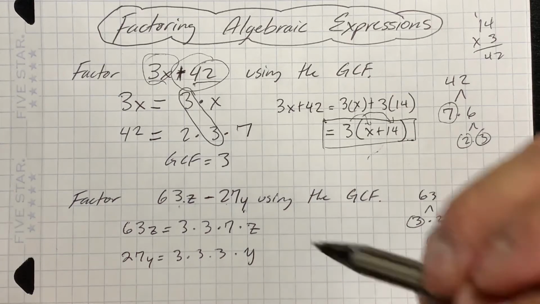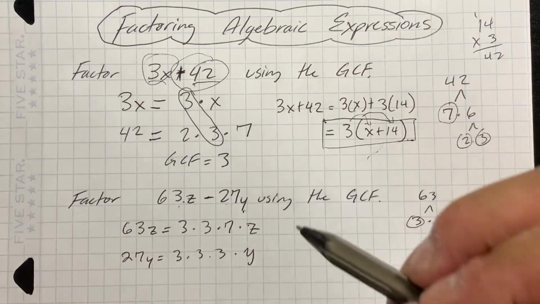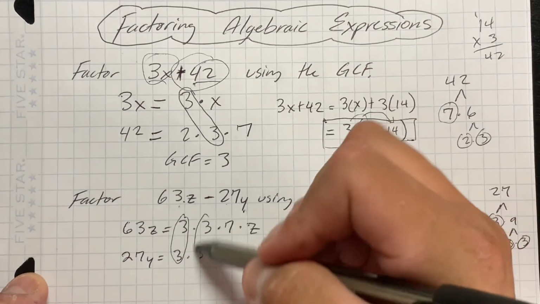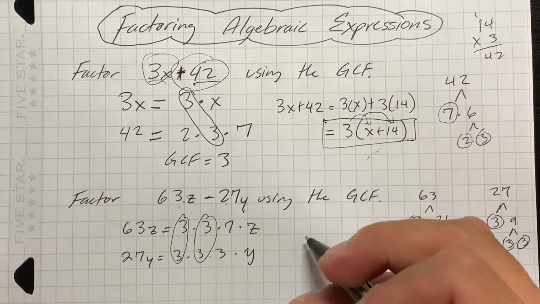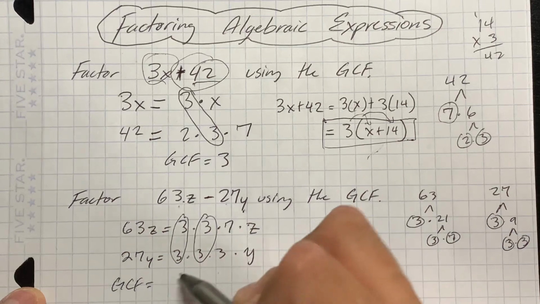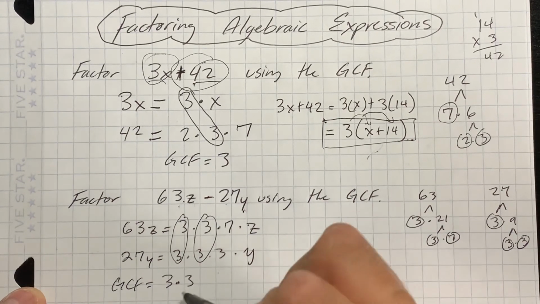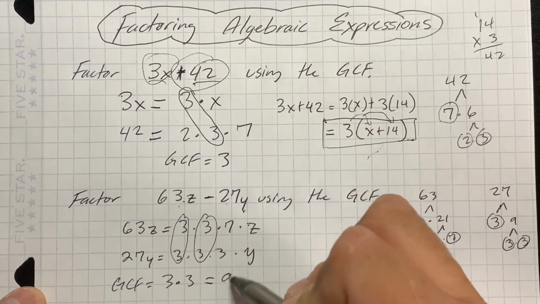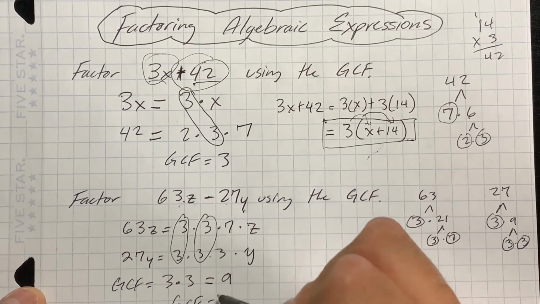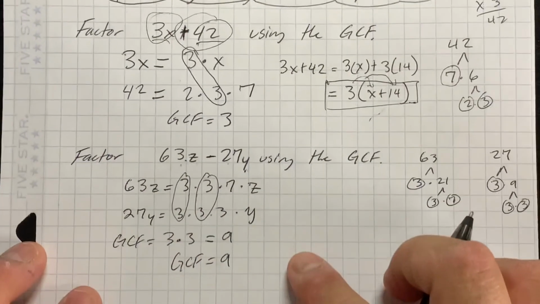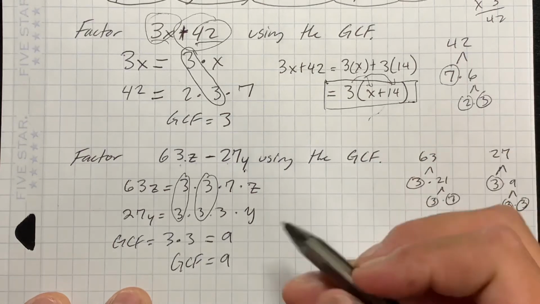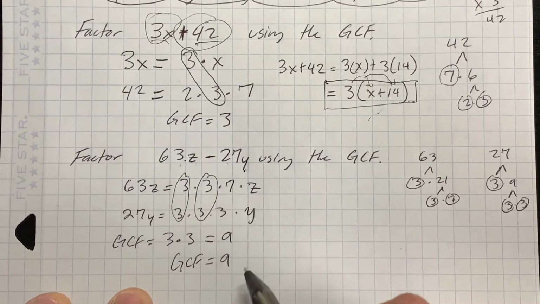Now we're going to circle all of the common factors. It has 3 in common, one set of 3, and another set of 3. So in this case, for your greatest common factor, we're going to put both of these down here. And what's 3 times 3? Well, 3 times 3 equals 9. So your greatest common factor of 63 and 27 is 9. We're going to use that 9 here to help us factor the algebraic expression 63z minus 27y.